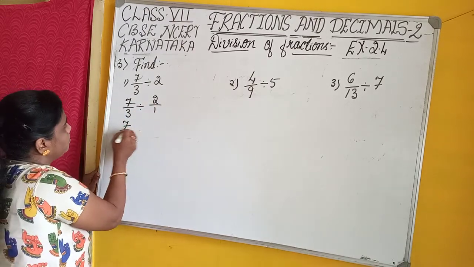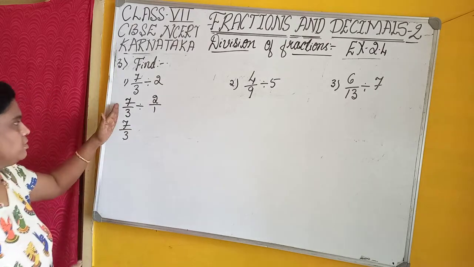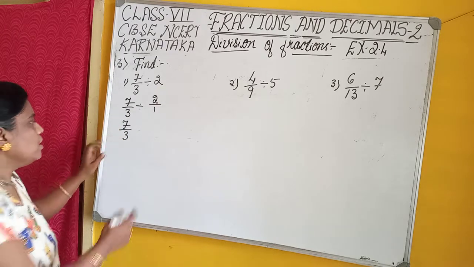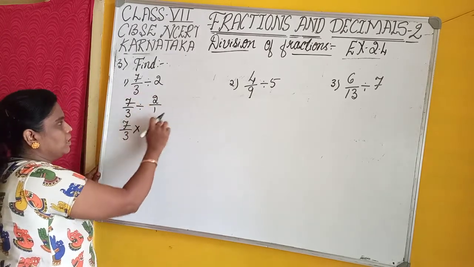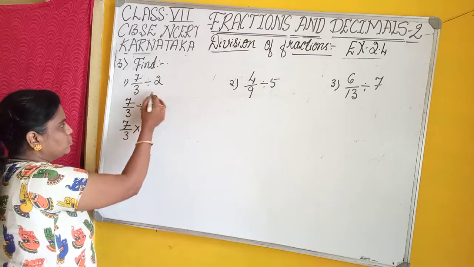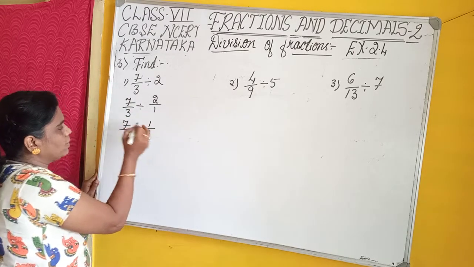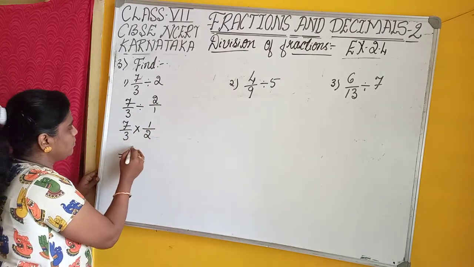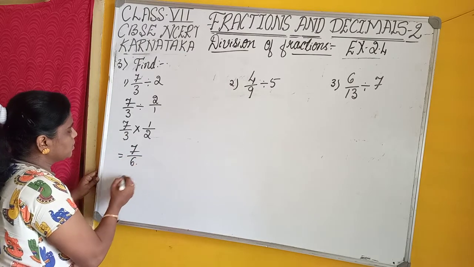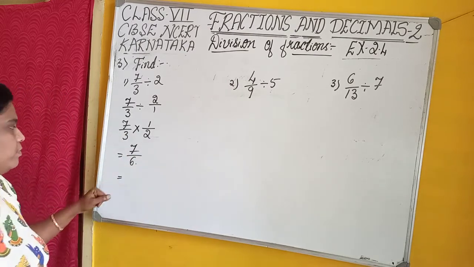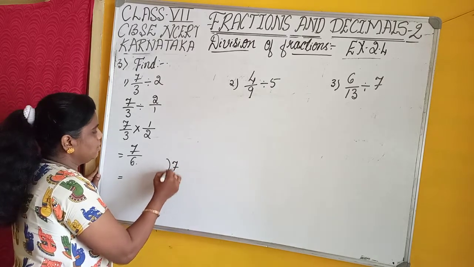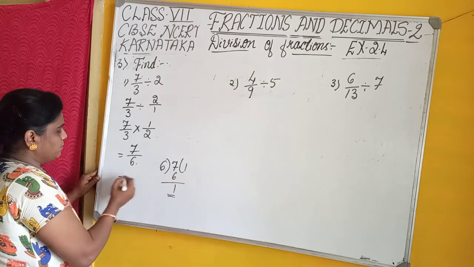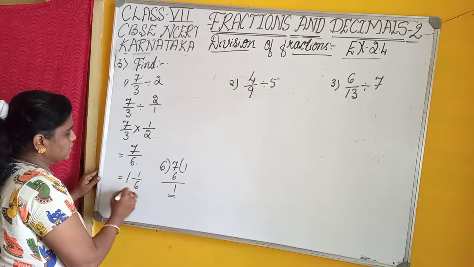That is 7 by 3 divided by 2 by 1. While dividing a fraction by a whole number, 7 by 3 is multiplied by the reciprocal of this whole number. 2 by 1 is there, and we have to write 1 by 2. That is equal to 7 ones are 7, 3 twos are 6. If it is an improper fraction, we can write it as a mixed fraction, that is 1 1 by 6.